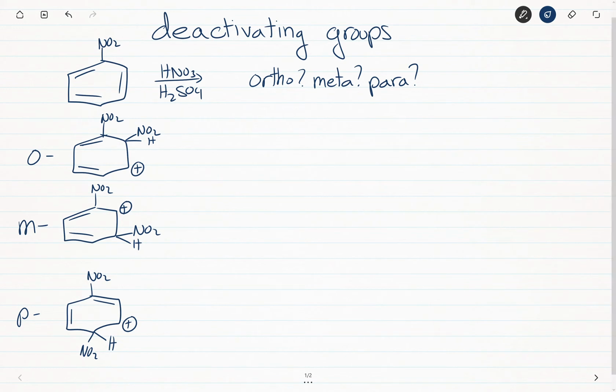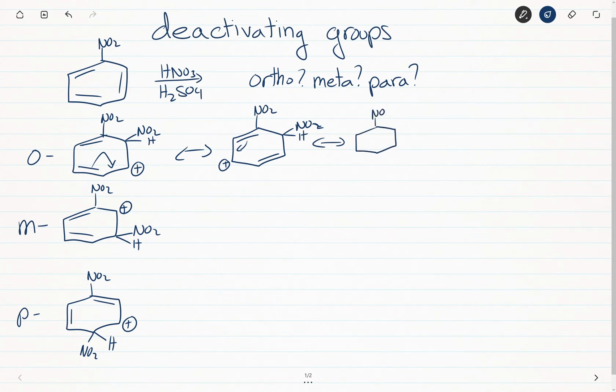To begin, let's do the resonance structures for ortho. And so we have three resonance structures.